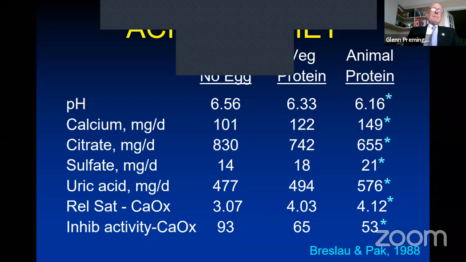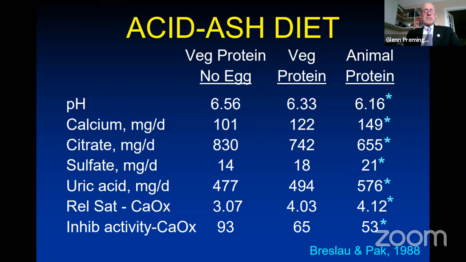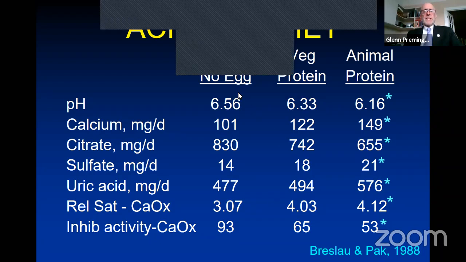Now, the impact of a high animal protein diet is really seen best in this prospective controlled study that was performed almost 30 years ago, where patients were placed in a metabolic research unit and given an identical diet with identical amount of protein, with the difference being the type of protein that the patients ingested. The first phase of the diet was a vegetable protein without egg. The second phase, a vegetable protein, and the third phase, animal protein alone.